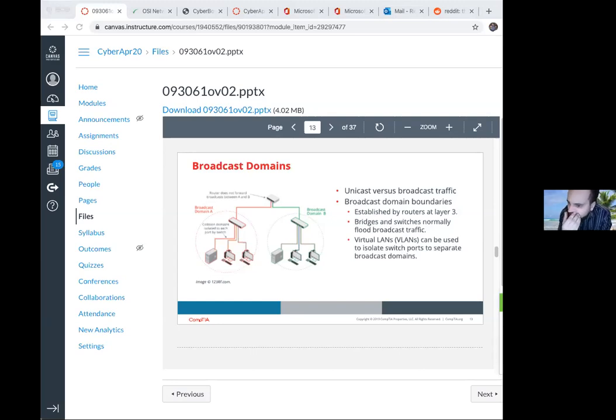Then bridges, so this is going to be layer 3. Bridges and switches normally flood broadcast traffic, meaning they send it out to everybody. And when a broadcast domain is defined in logical networks at layer 3, it typically has the same boundary that it had at layer 2 on the switch. The model is trying not to be restrictive. We can have VLANs that can switch this and separate these broadcast domains virtually.